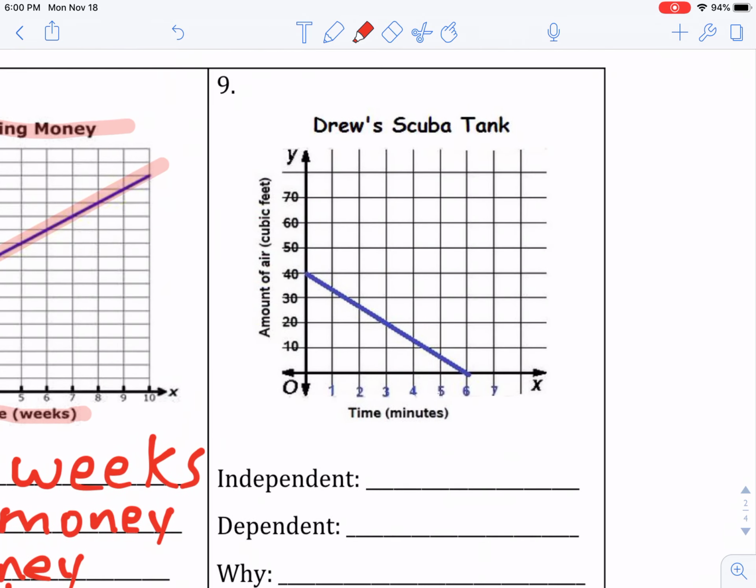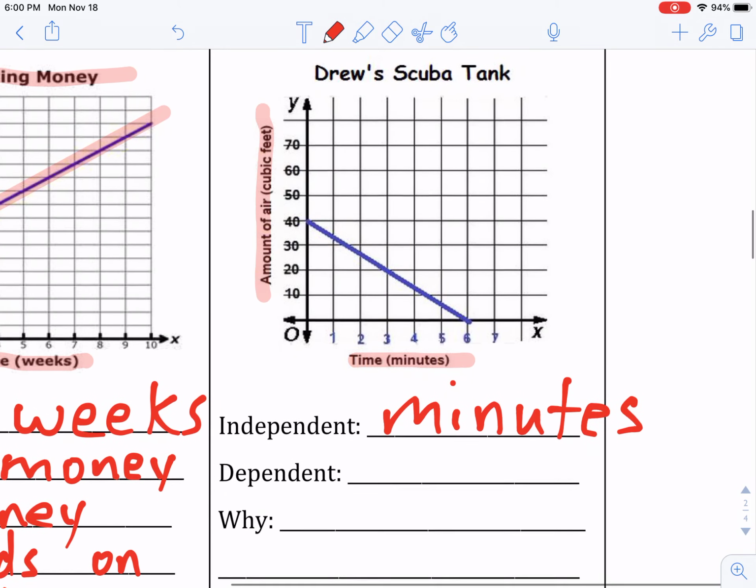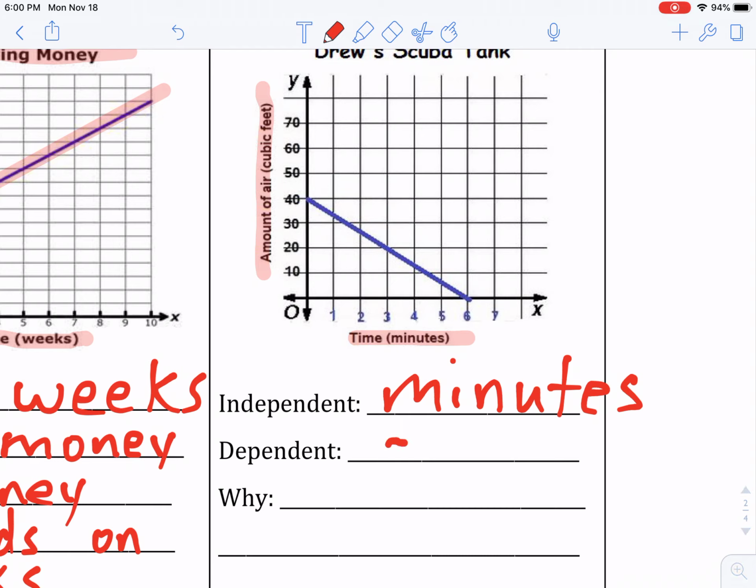If we look at number 9, it's talking about Drew's scuba tank. He has a scuba tank that he's swimming with. And again, the same thing. The x value, time, in this case minutes, is going to be the independent value. Again, the x is always the independent. And so that means that the y has to be the dependent, so air.